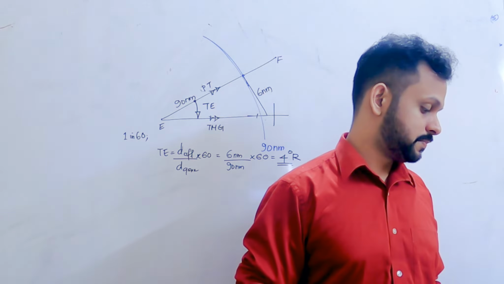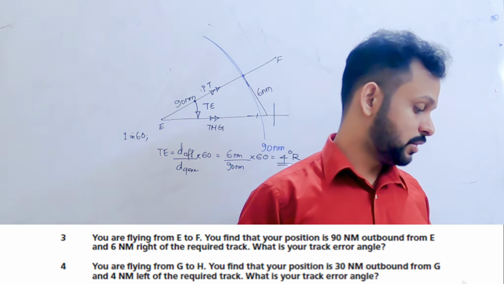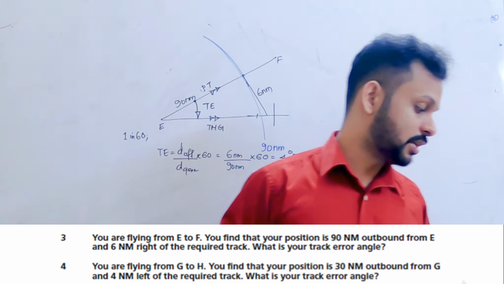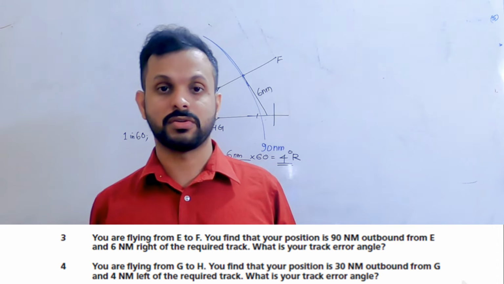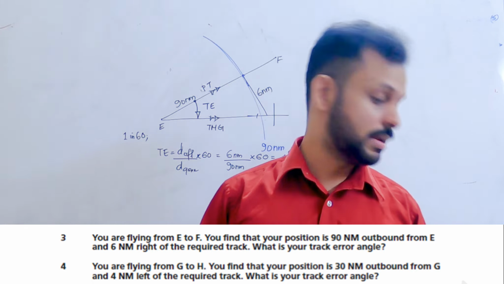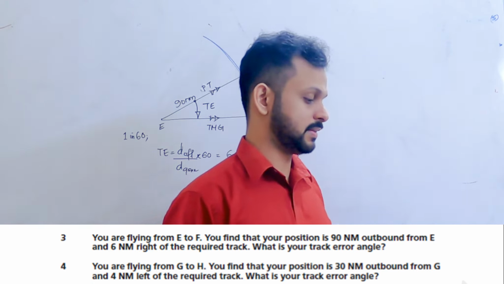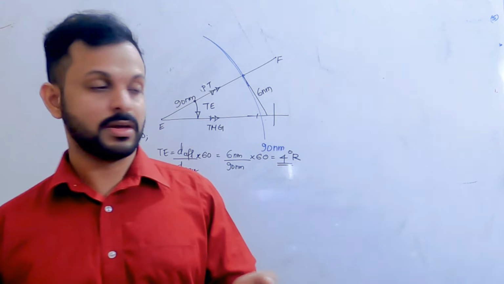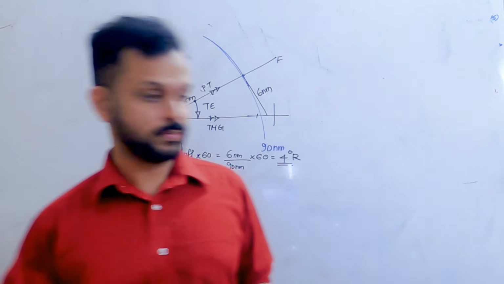Question number 4. You're flying from G to H. You find that your position is 30 nautical miles outbound from G, 4 nautical miles left of track. What is your track error? You can answer very quickly. 30 nautical miles. It's 8 degrees. It's going to be double your distance off, right? It's 8 degrees because you had a higher track error, that you went off by 4 nautical miles just by traveling 30. Right?